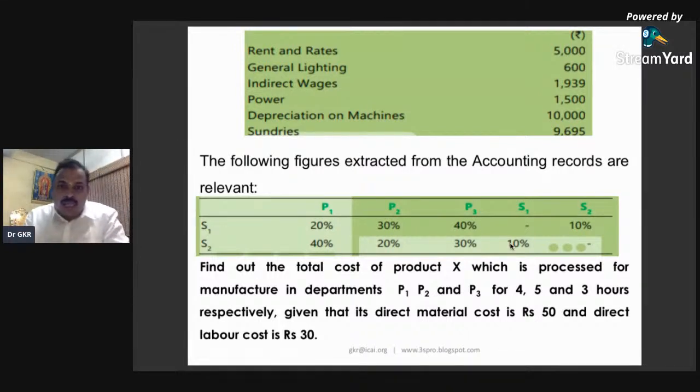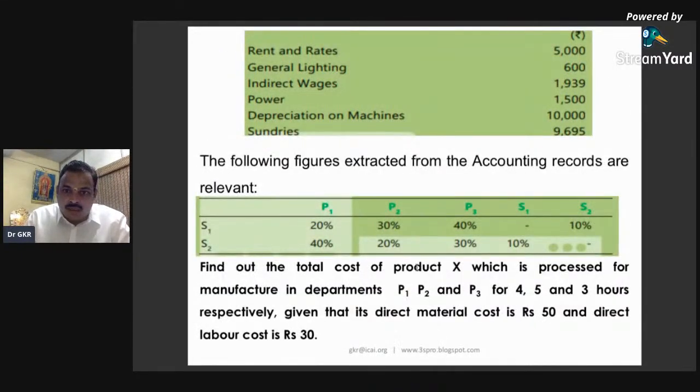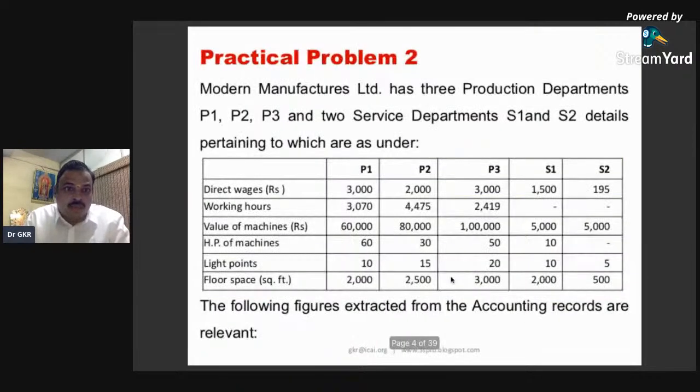After that they have given material cost and labor cost, and then you have to absorb the overhead using the ab rate. You have to find it based on the total cost, based on P1, P2, P3, where the hours are 4, 5, and 3 hours. The total cost for product X, which is processed in P1, P2, P3, is for 4, 5, and 3 hours. So you have the working hours given, so you find it based on the production hours. The total production hours may be machine hours or labor hours.